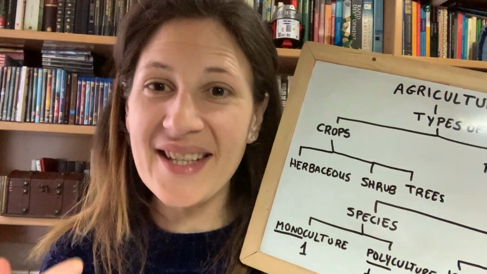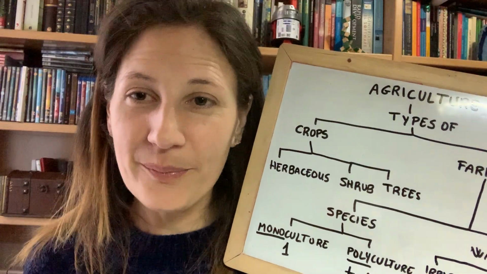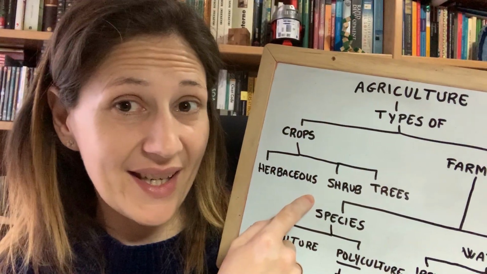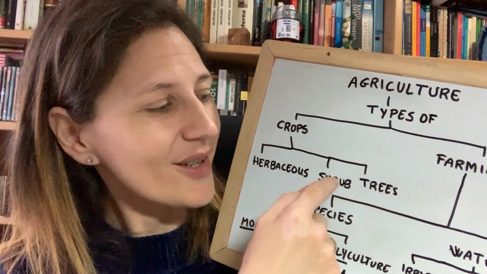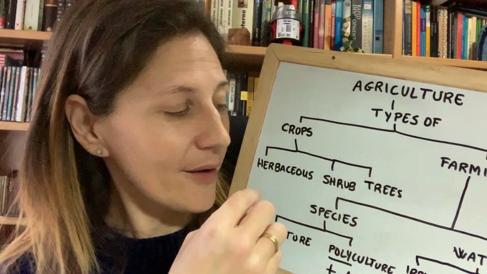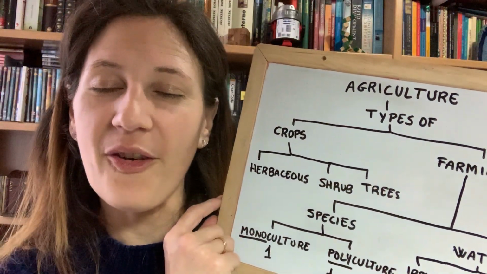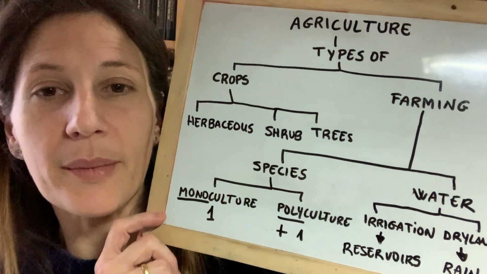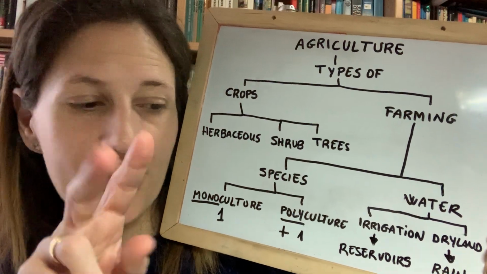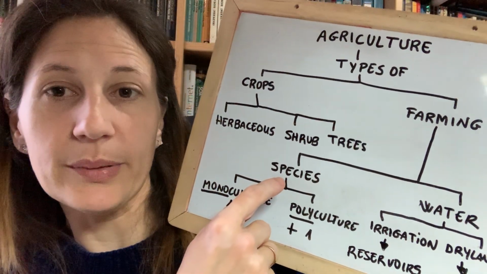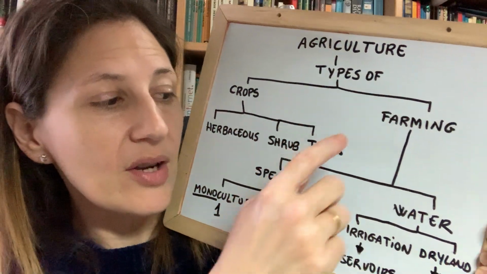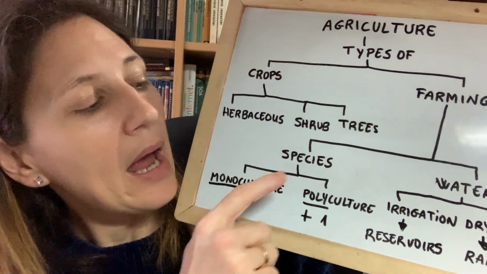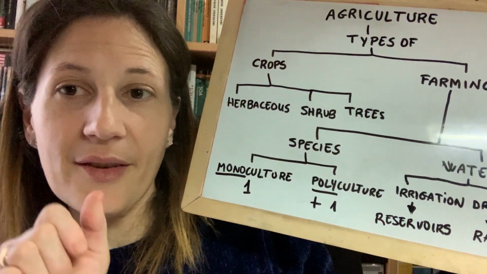When we studied plants in the classification, we divided plants into three different types. Herbaceous or grasses, do you remember? Shrubs or trees. So we are going to get food from these three types of plants. Really easy. Then we are going to classify farming depending on two factors. The species of the plants we are going to grow in our crops, or the water they need to grow up, okay? About the species, there are two kinds of agriculture.